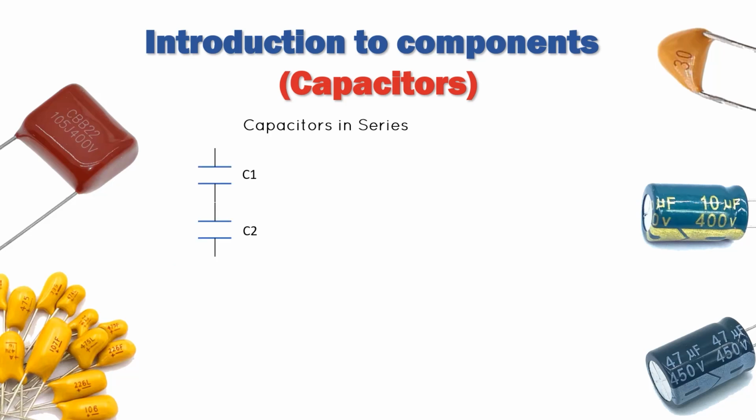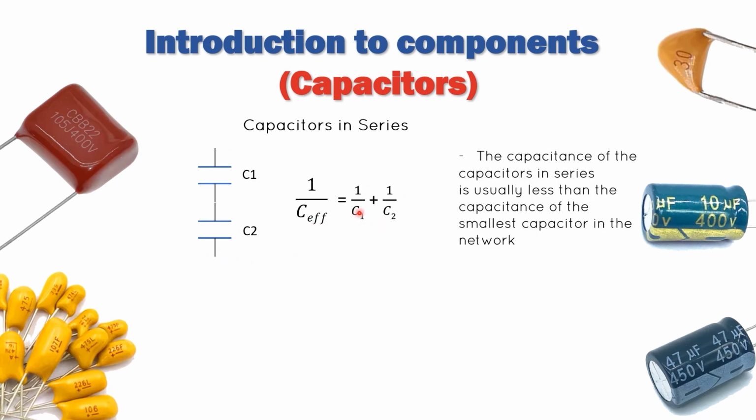So let's consider capacitors in series. If we have two capacitors like we see on our screen, C1 and C2, these capacitors are in series. Now if we want to find the effective capacitance, we're going to find 1 over C effective equal to 1 over C1 plus 1 over C2. When we did this with resistors, of course, we just summed them up to get the effective resistance. But for capacitors, we have to find this. Eventually, after making C effective the subject of the formula, the effective capacitance is going to be less than the capacitance of the smallest capacitor. It's going to be smaller than the least capacitor in this network.